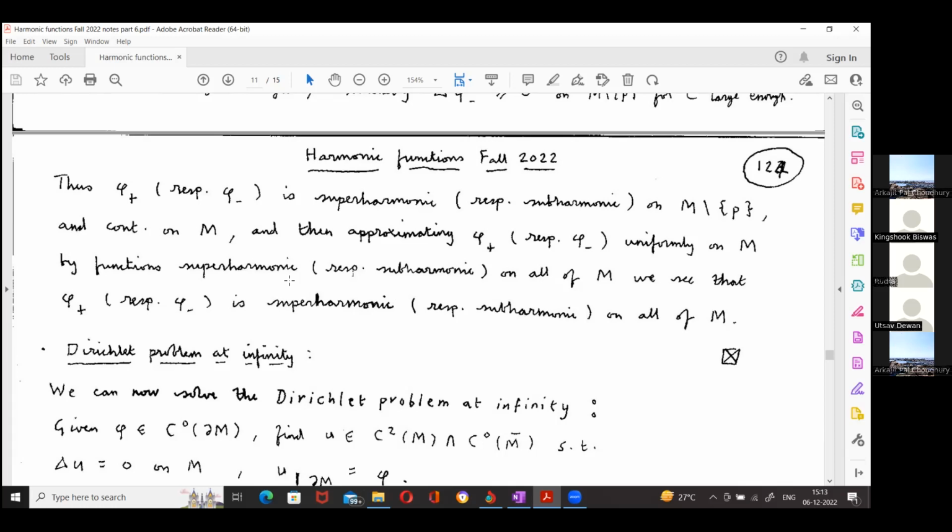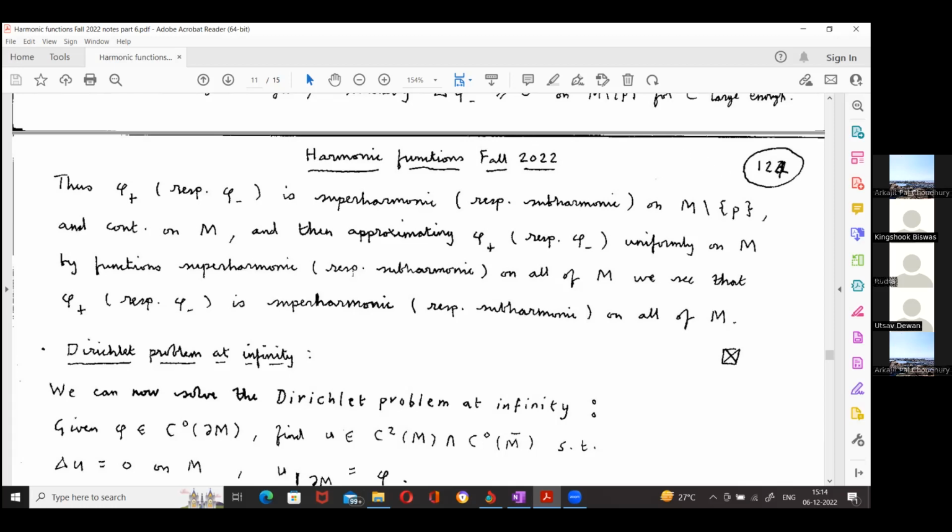If you have a function which is, let's say, superharmonic outside a point and continuous at the point, then it is superharmonic everywhere, right? Okay, so we get functions phi plus and phi minus, which are superharmonic and subharmonic on M.